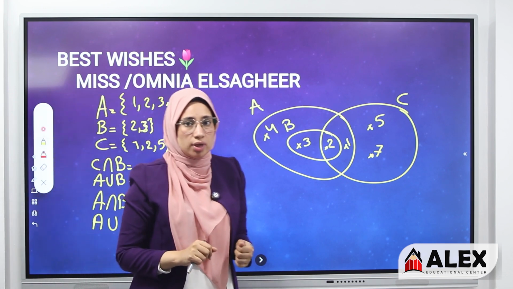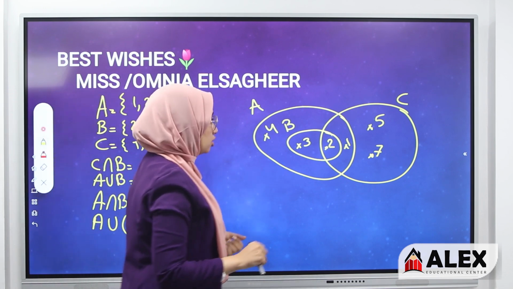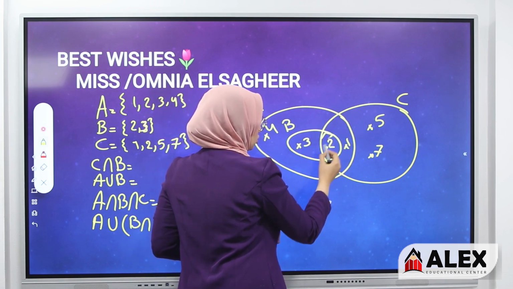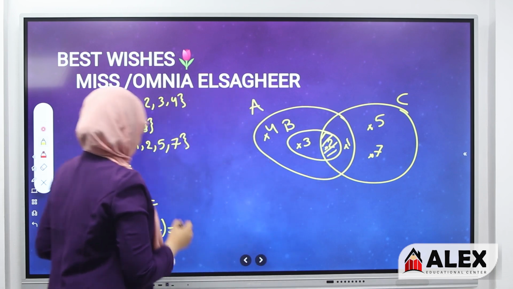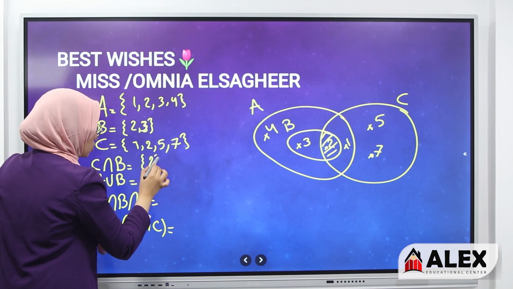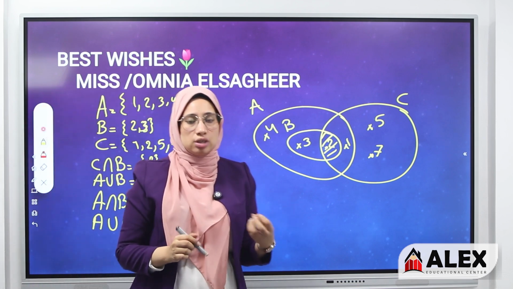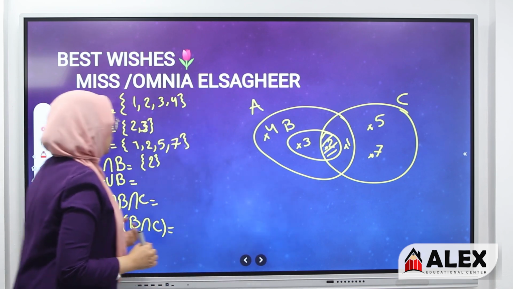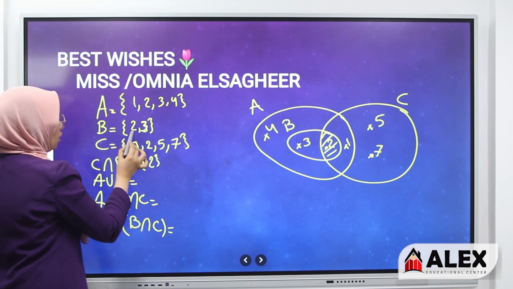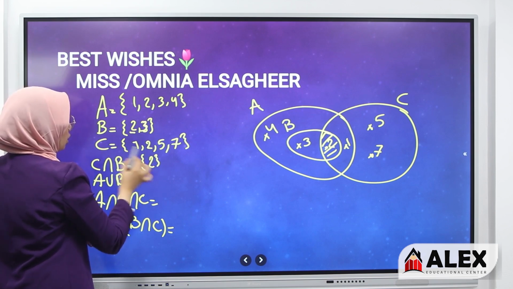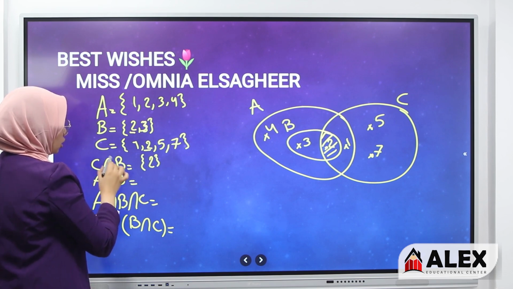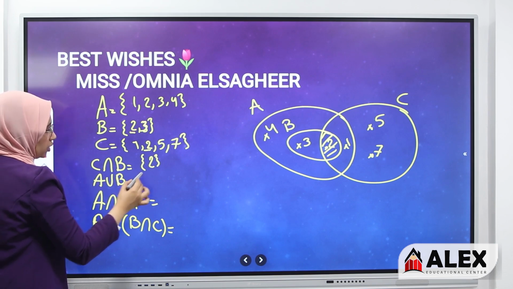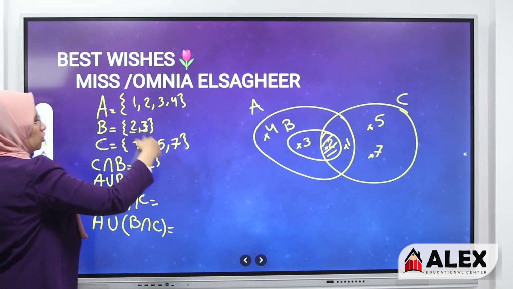Then we need C intersection B. C intersection B, we have two ways to get it. From the diagram, C intersects with B in 2. We call the intersection the common element, the element shared by both of them. Now B has 2 and C has 2. Then C intersection B equals what? 2.